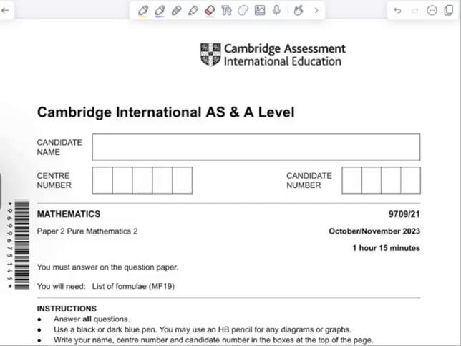Hey, hello everyone. Today we're going to go through another paper. So we're going to be doing the full solution to this paper. It's the October-November 2023 Pure Math 2 paper, and the zone is 2-1. Let's jump right into it.